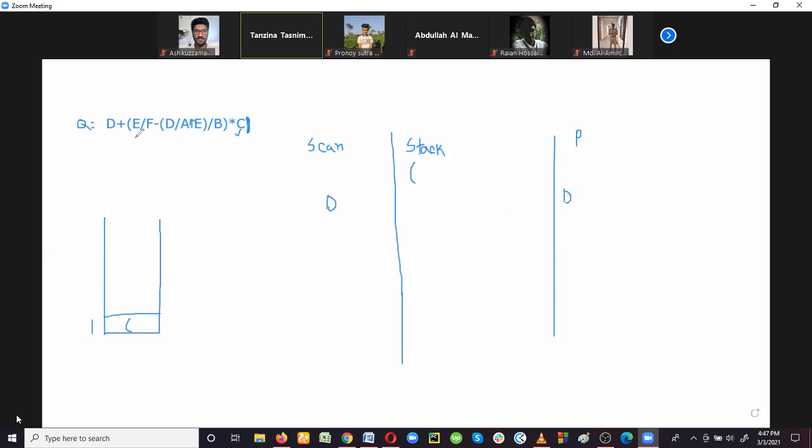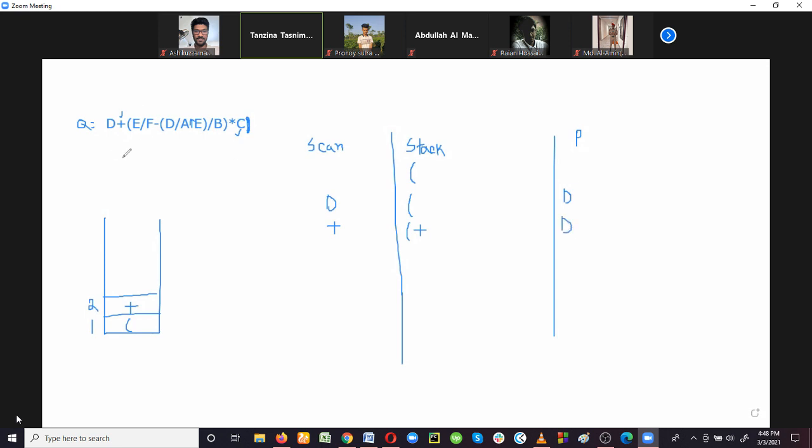Now the stack has only one element, the left parenthesis. After that, we will scan this infix notation again, and now we got an operator, that is plus. So when we get an operator, that operator is going to be stored in the stack. The stack already has one element, the left parenthesis. Now add plus at the top of the stack. Look at this, this is the top of the stack, right? So here we can store the second data element, plus, and the postfix notation has only one data, that is D, the operand D.